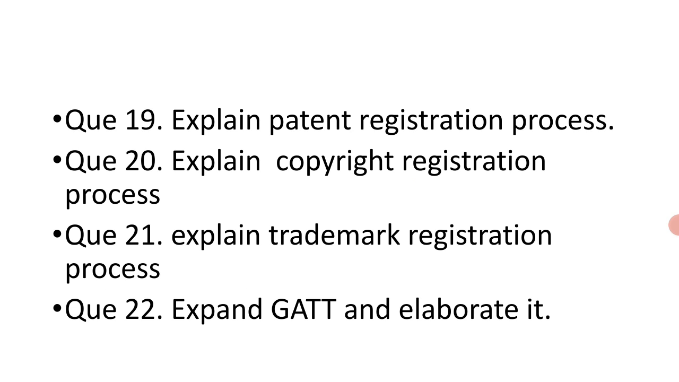Now first of all, we will take question number 19, that is, explain patent registration process. So how is this process of registration done? For example, if you want to patent your innovation or idea or anything, what will you do first? The first step is filing of patent application. For filing that application, people take the help of a patent agent, or they can do it on their own also. But to increase the chances of acceptance of the patent by the patent office, you need to take the help of a patent agent, because they are qualified and experienced people.